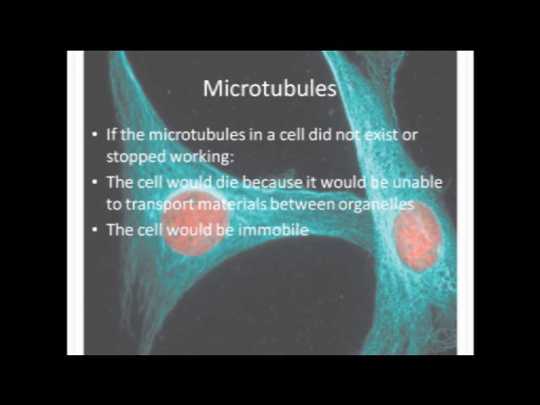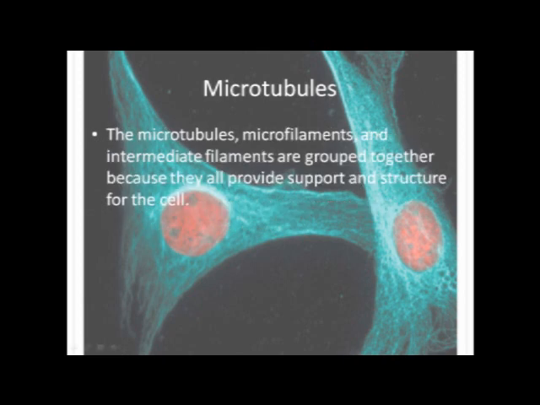Microtubules are an integral part of the cell. If they stopped working or did not exist, the cell could not perform any of its normal functions. Microtubules, microfilaments, and intermediate filaments are grouped together because they all provide support and structure for the cell.